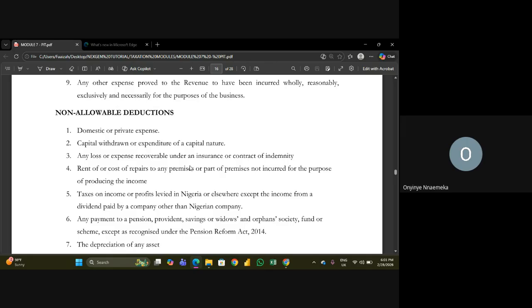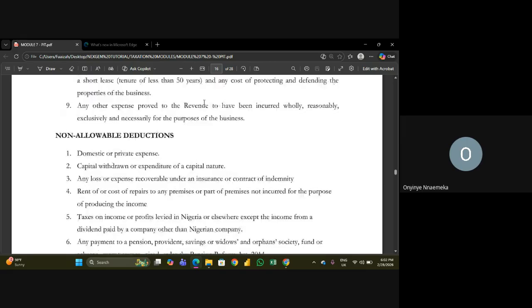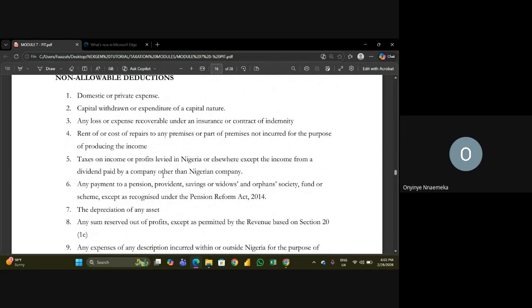Withholding tax is the final tax on dividend. Any payment to pension, provident savings, widow society that is not recognized under this Pension Reform Act. You know that we said it in this one, that if it is recognized, it is allowable. If it is not recognized, it is not allowable.